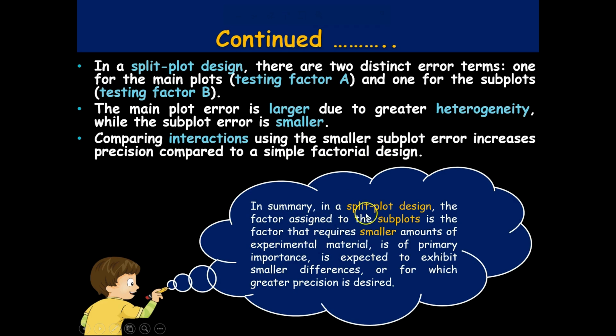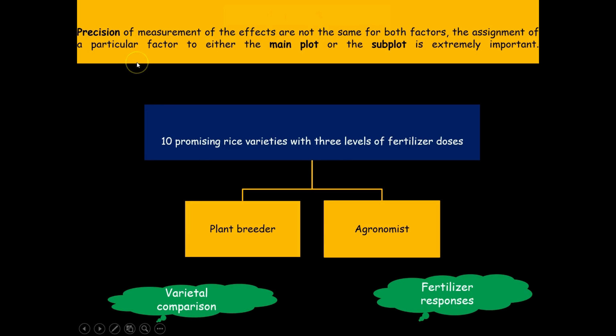So in a nutshell, in a split plot design, the factor assigned to the subplot is the factor that requires small amounts of experimental material. It is of primary importance and is expected to exhibit a smaller difference, or we can say it is the factor for which greater precision is desired. So the subplot is tested with greater precision. Now the important point in this split plot design is that the precision of the measurement of the effects is not the same for both factors. So the assignment of a particular factor, either to the main plot or the subplot, is extremely important.